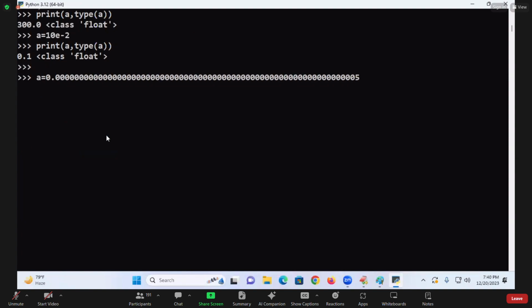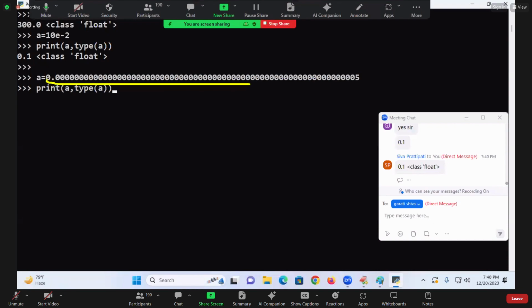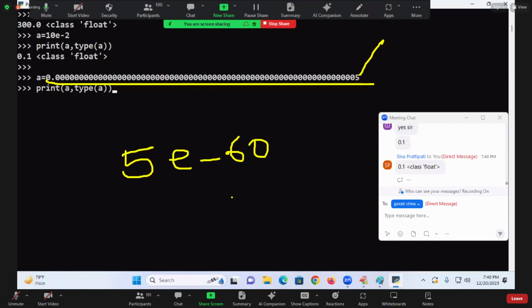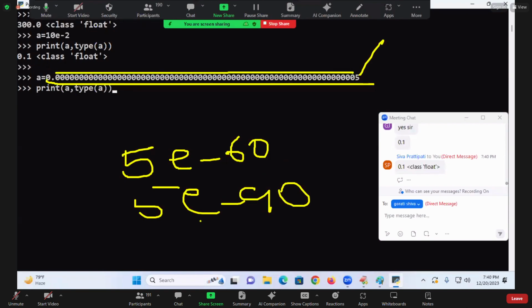Now A is equal to 0.00000005. Python doesn't want to store such a big number; it stores it in a short format to minimize the space. Print A. If we go for C or C++, it will give an error because it cannot hold that many decimal places. Type of A. It is going to print 0 point something, with the last digit 5, and E minus 60 or 90 or something. For example, assume 90 zeros are there. What is this E minus 90?